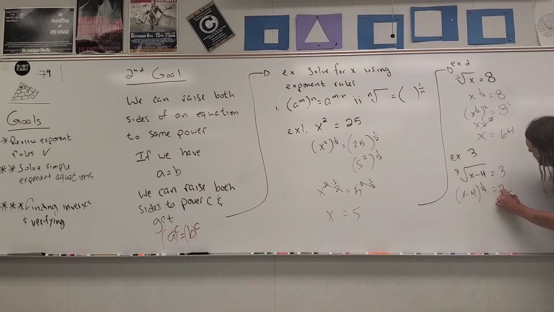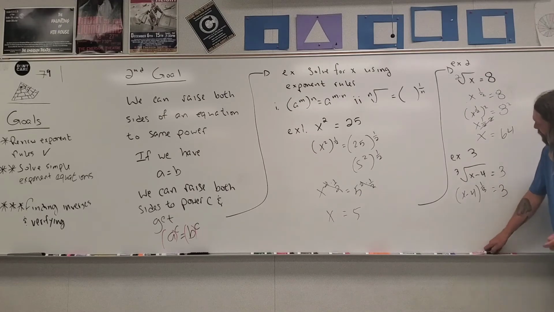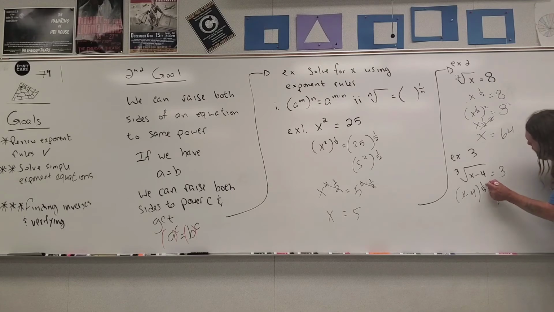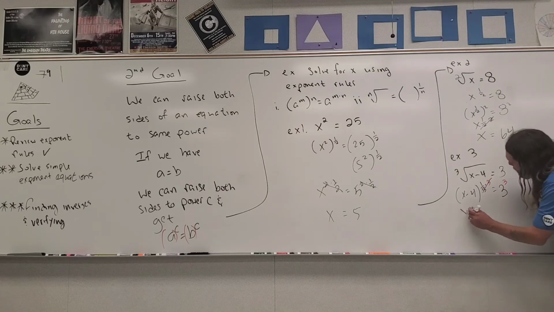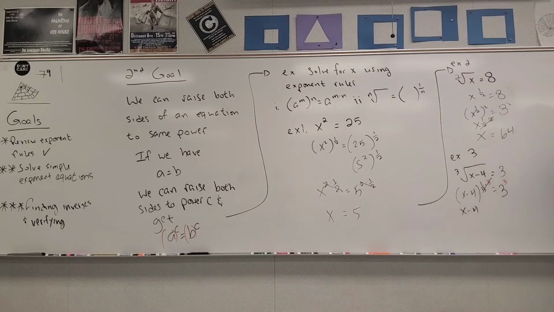and that's equal to 3. I'm going to raise both sides to the power 3, and I'm going to run out of room, so I'm going to combine it here a little bit. So you get raised to the power 3, and you get raised to the power 3. On my left side, my 3's will cancel out, and I'm left with x minus 4. 3 times 3 is 9, times another 3 is 27.